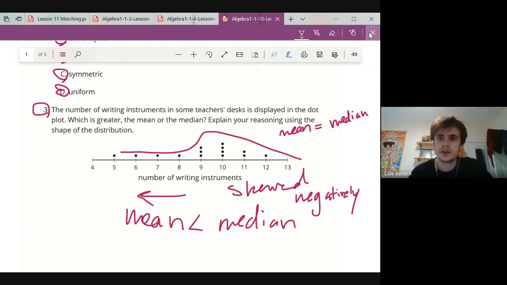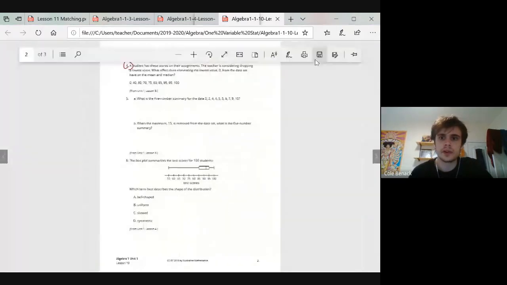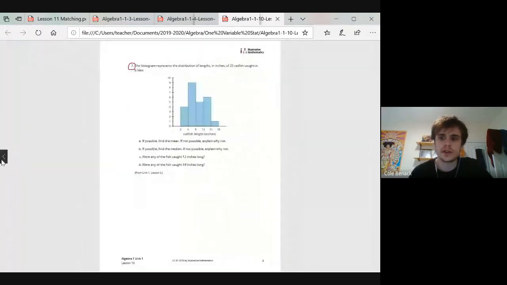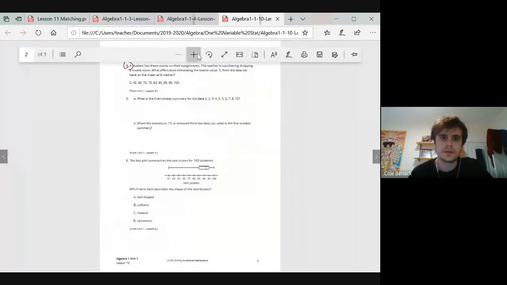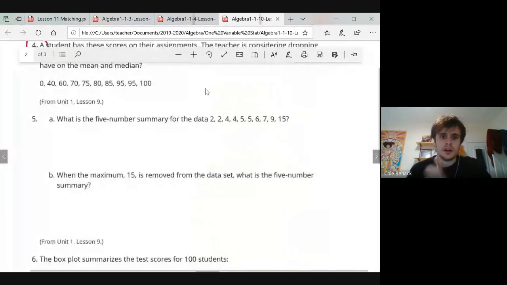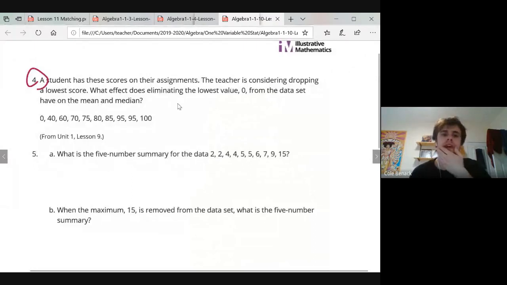Okay. Let's keep going. Number 4, did I do another one after this? All right, 4 and 7. A student has these scores in their assignments. The teacher is considering dropping the lowest score.